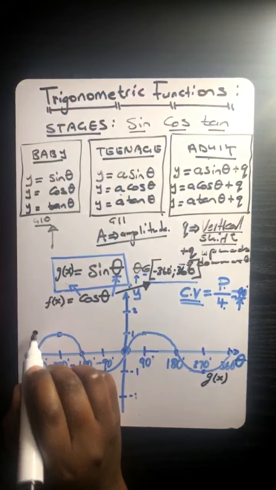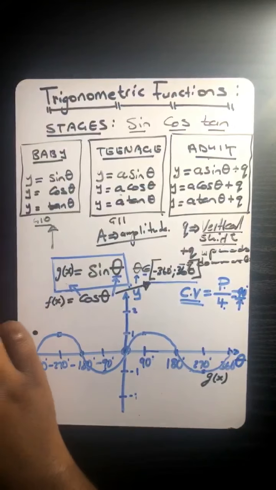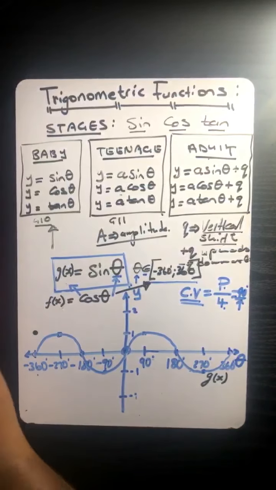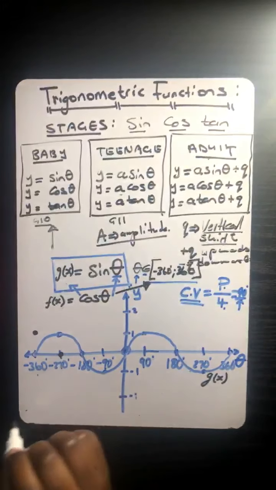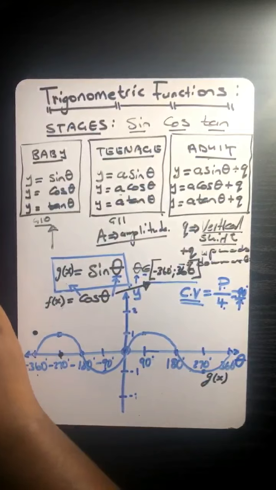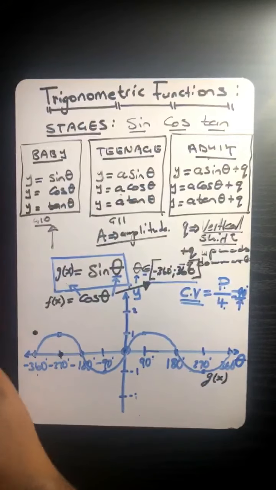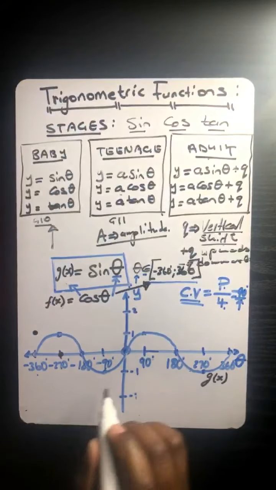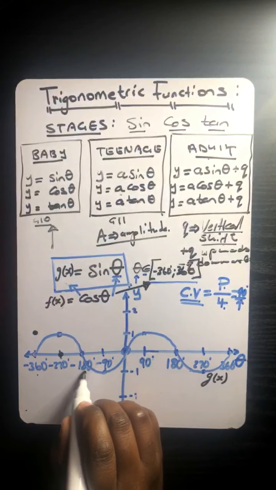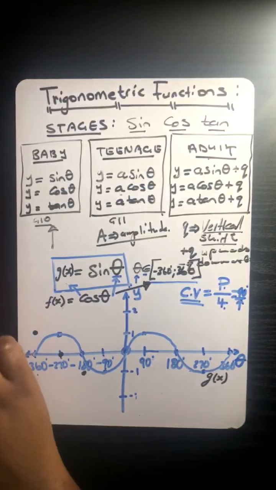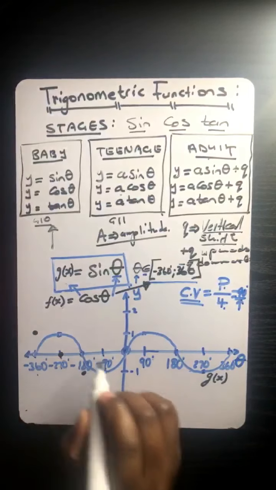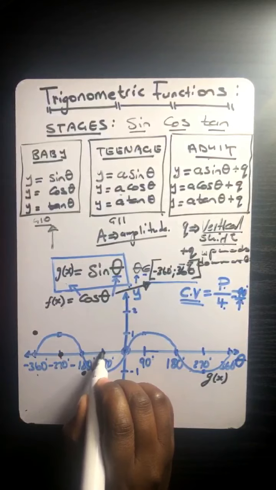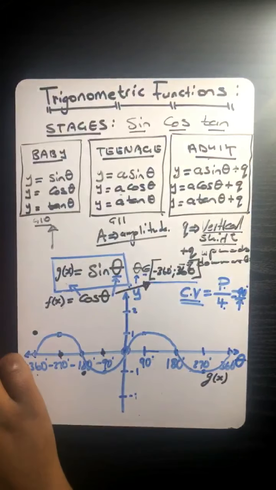There is 1. Now I punch negative 270 and I'm getting 0, so I just make a dot at 0. Let's go to the next one, which is negative 180 degrees. I'm getting negative 1, so you just make a dot there. The next one is negative 90. At negative 90, I'm getting 0 there.